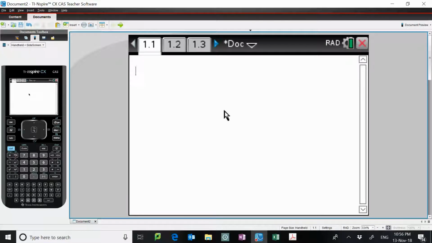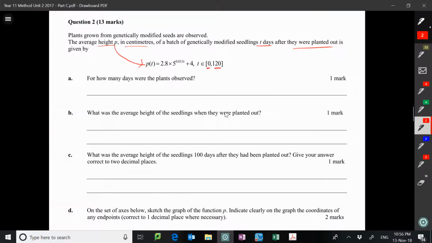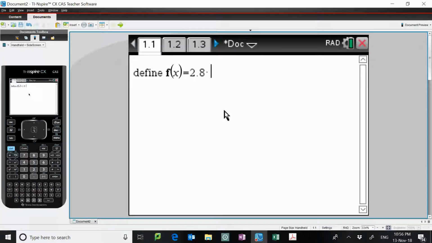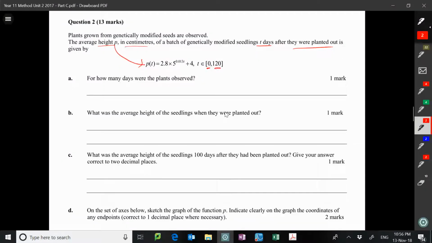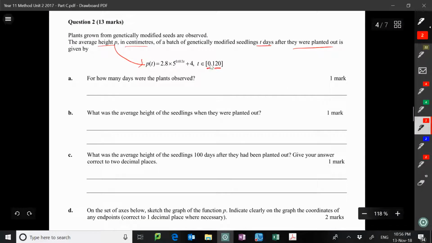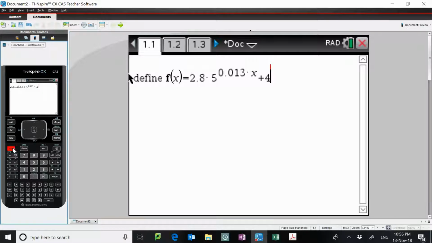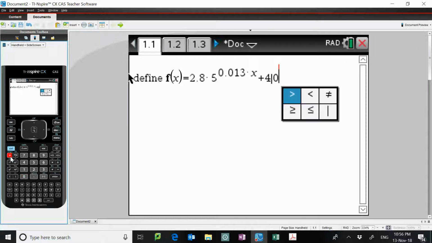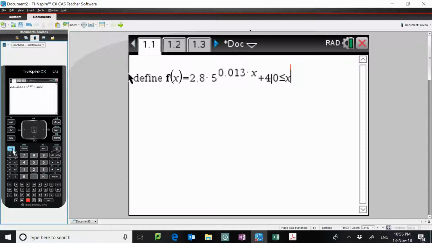Anyways, here we go. Define f of x is equal to 2.8 times 5 to the power of 0.013 times x, and plus 4. There we go. But see that there's a domain. It was 0 to 120, so hopefully you learnt how to use the given. So control equals, use the given symbol, and you know it's between, less than or equal to x, less than or equal to 120. So I put a domain into it.